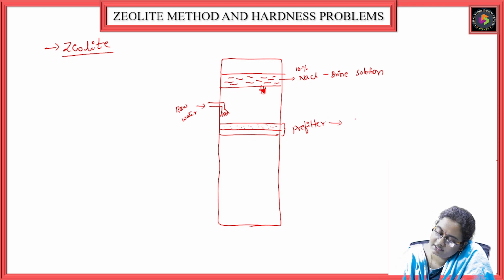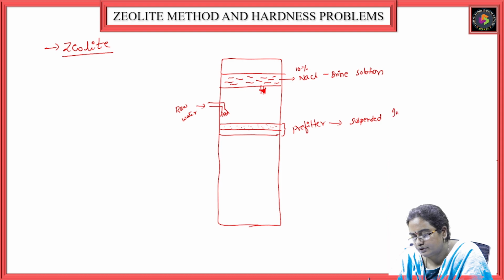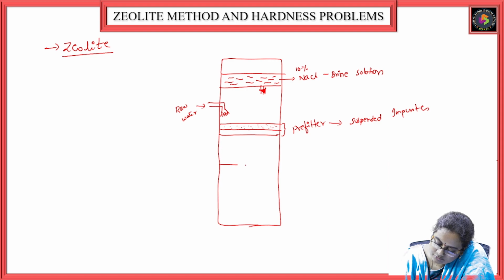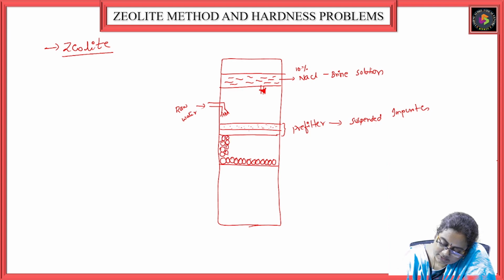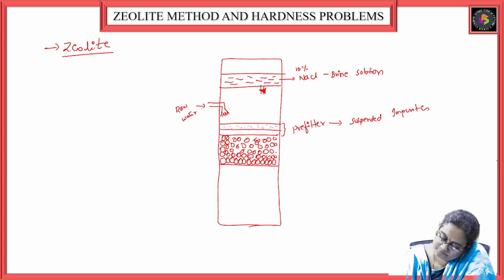What is the use of this pre-filter? To remove suspended impurities. We have the pre-filters, and next to it we have the zeolite bed. That means the complete hardness-causing salts are removed in this zeolite bed only. This is your zeolite bed, which is represented like this.